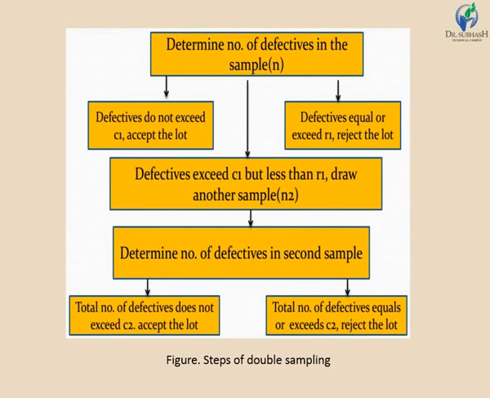There are certain steps that the double sampling method follows. First, determine the number of defectives in sample n. Next, if defectives do not exceed C1, then accept the lot. If defectives equal or exceed R1, reject the lot. If defectives exceed C1 but are less than R1, then draw another sample and determine the number of defectives in the second sample. These are the conditions that must be followed, and accordingly the samples are drawn from the lot.